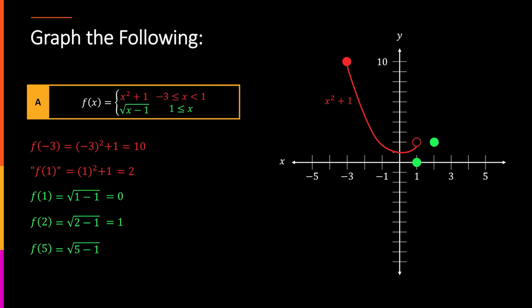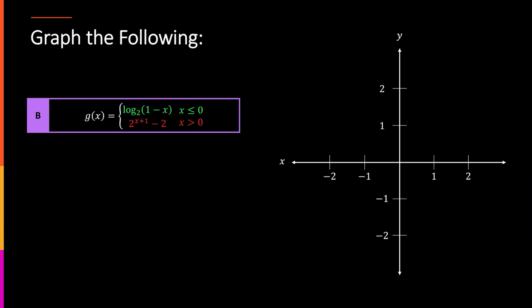So if I plug in 5, square root of 5 minus 1, square root of 4, which is 2. So at x equals 5, y equals 2, I get another dot. Now I can definitely connect these and make a nice square root function over there. And so this would be the graph of this piecewise function.